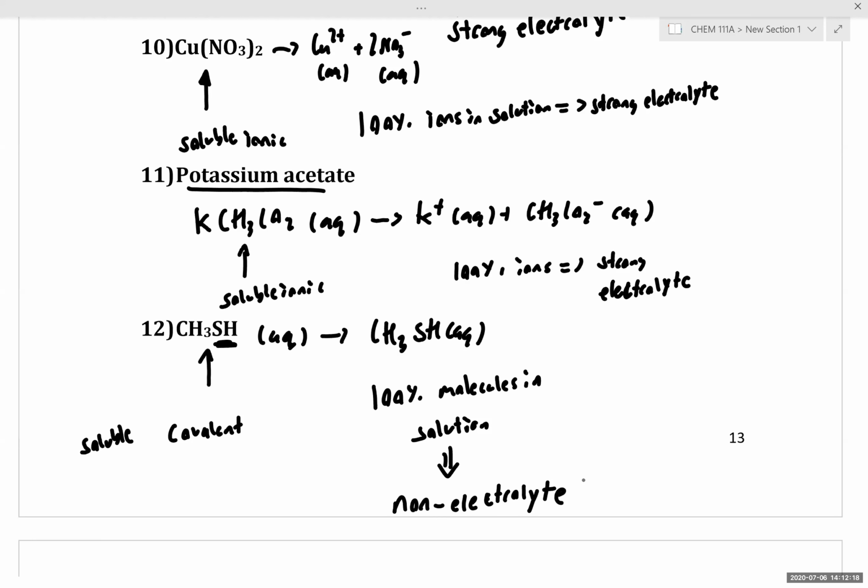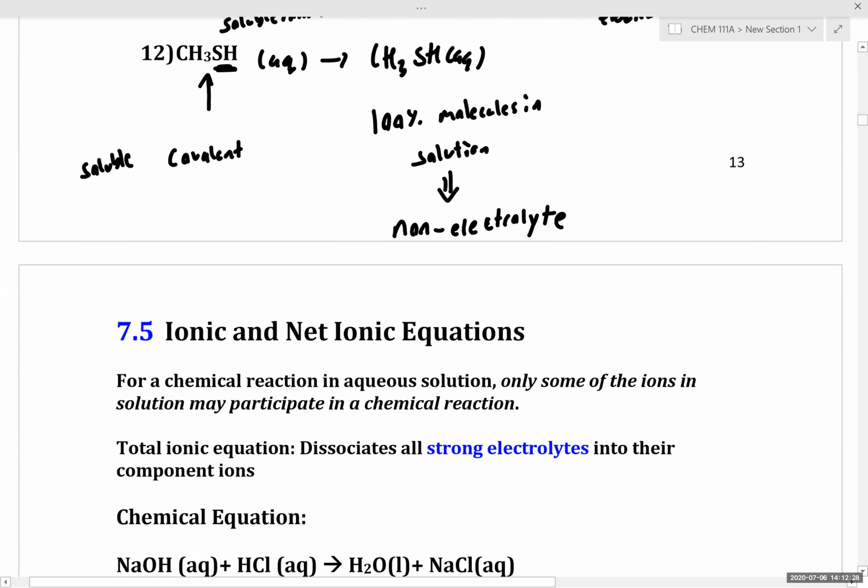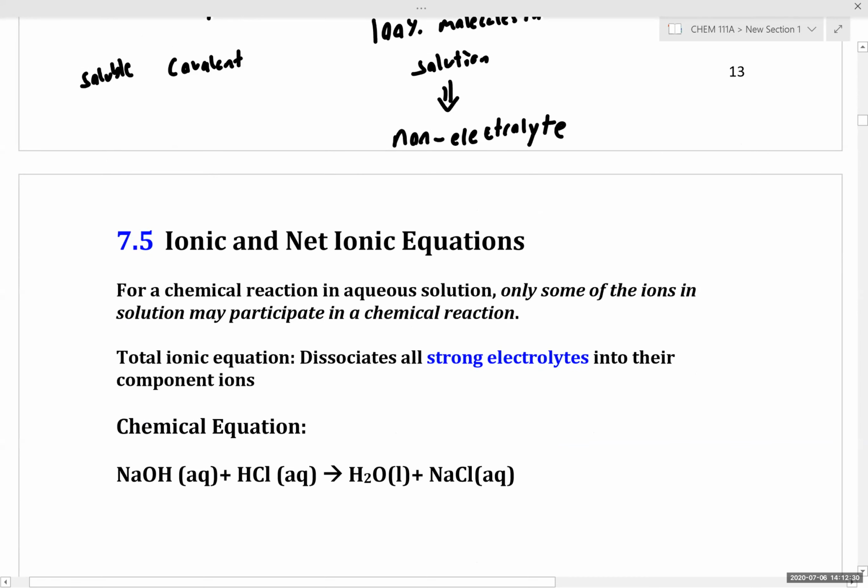Is everyone comfortable with strong, weak, and non-electrolytes? This is a good stopping point. I'd like you to review your solubility rules because we'll continue this lecture tomorrow in lecture, and we'll discuss writing ionic and net ionic equations and handling redox reactions. So we'll pause our lecture for today.